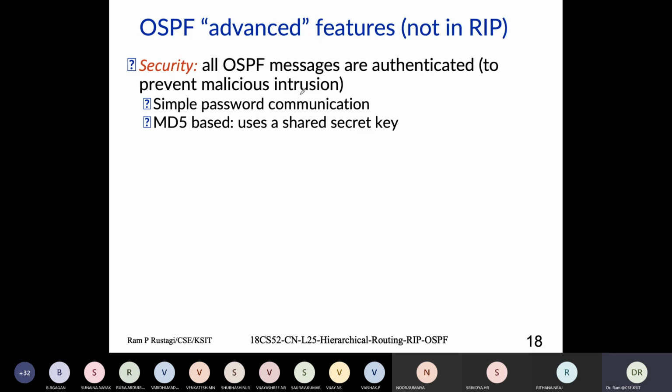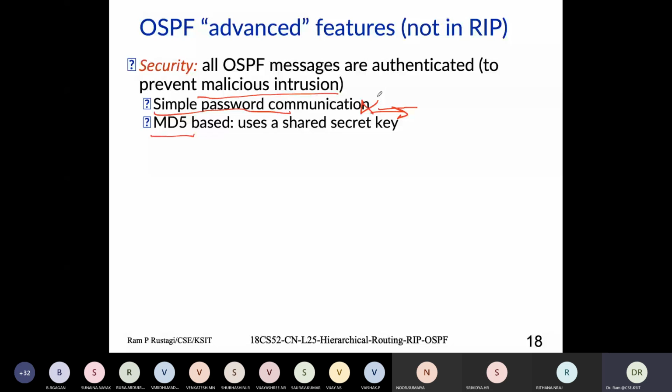And RIP has no security. One could send a malicious message and corrupt the routing table of others. So OSPF implements some security mechanisms. One mechanism is called simple password communication, another is MD5 based. The simple password is actually not a security feature, it is a misnomer, because in the routing message we send the password in clear text. All the receiving router does is check whether this password is the same as the password stored with it. If it is the same, it will consider the routing information trustworthy and update the routing table. If the password does not match what is stored, it will discard it.